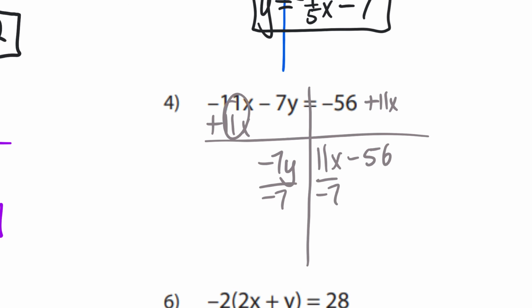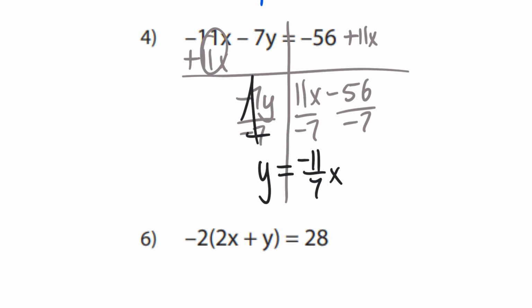Divide by negative 7 on both sides. Those negative 7s cancel to 1. Okay, we're going to have negative 11 sevenths x. And then negative 56 divided by negative 7 is what? Positive 8.